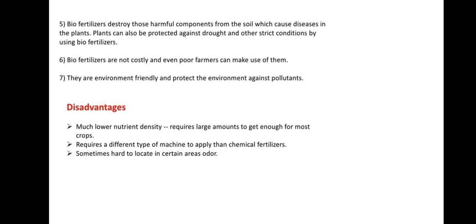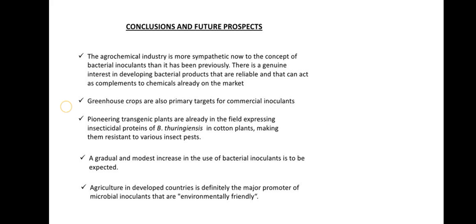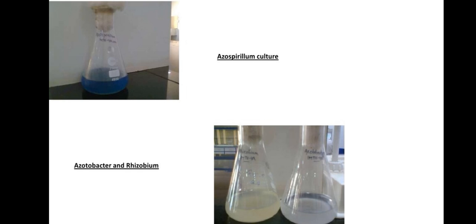Disadvantages include a much lower nutrient density, requiring a large amount to get enough for most crops, and requiring different types of machines to apply them, unlike chemical fertilizers. Sometimes they are hard to locate in certain areas. Phosphate solubilizing culture, Rhizobium culture, Azospirillum culture, and Azotobacter and Rhizobium.